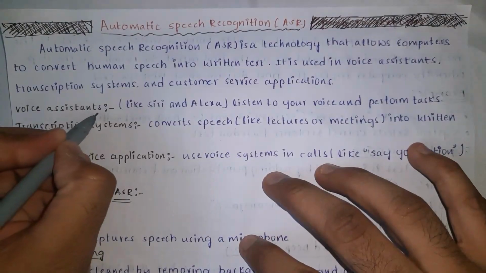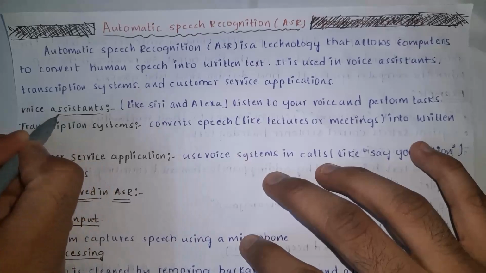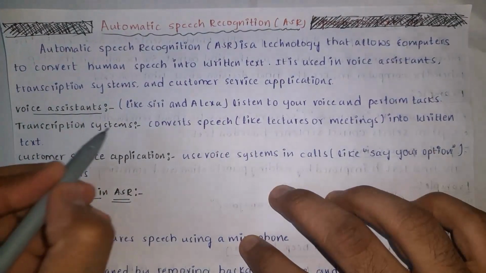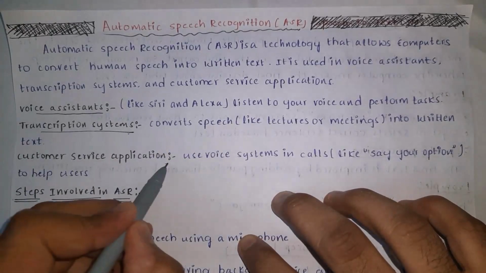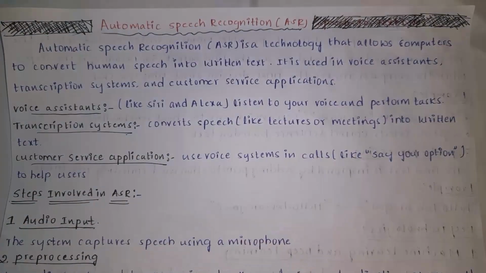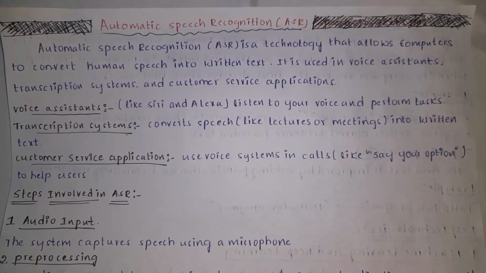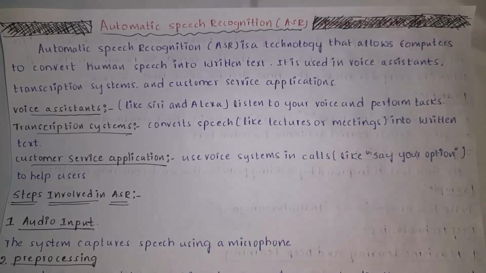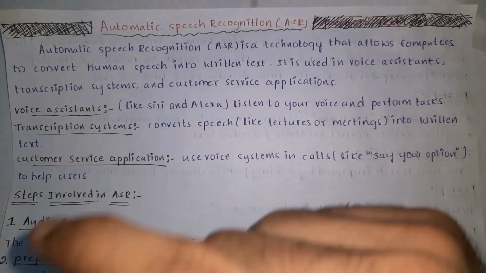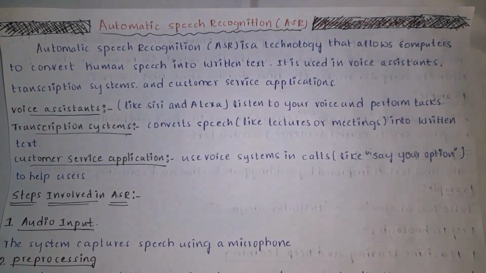So voice assistants like Siri, Alexa will listen to our voice and perform tasks. Transcription systems will convert our speech into written text, and customer service applications will use voice systems in calls in order to help users. For example, whenever we call customer care, we get some computer generated voice that says various options like click 1, click 2, etc. All this works based on automatic speech recognition technology.